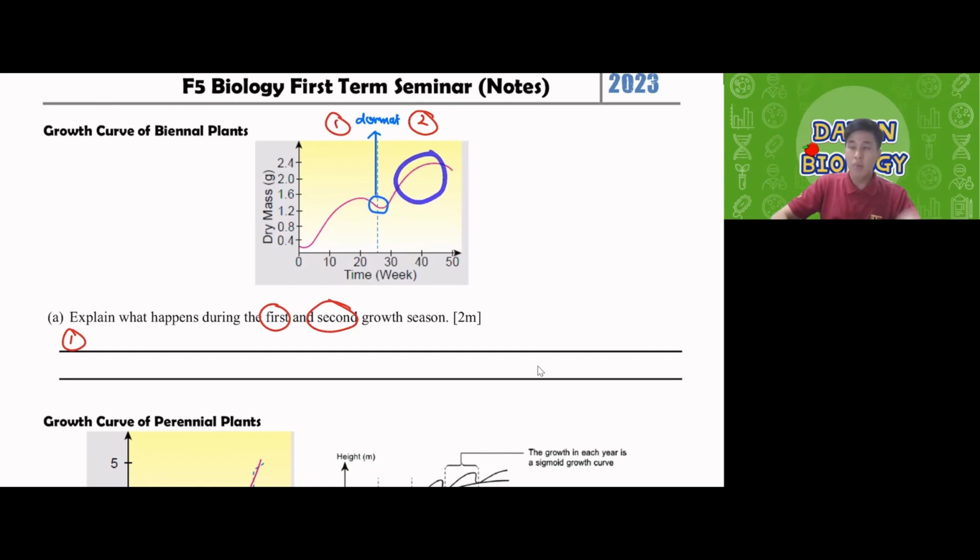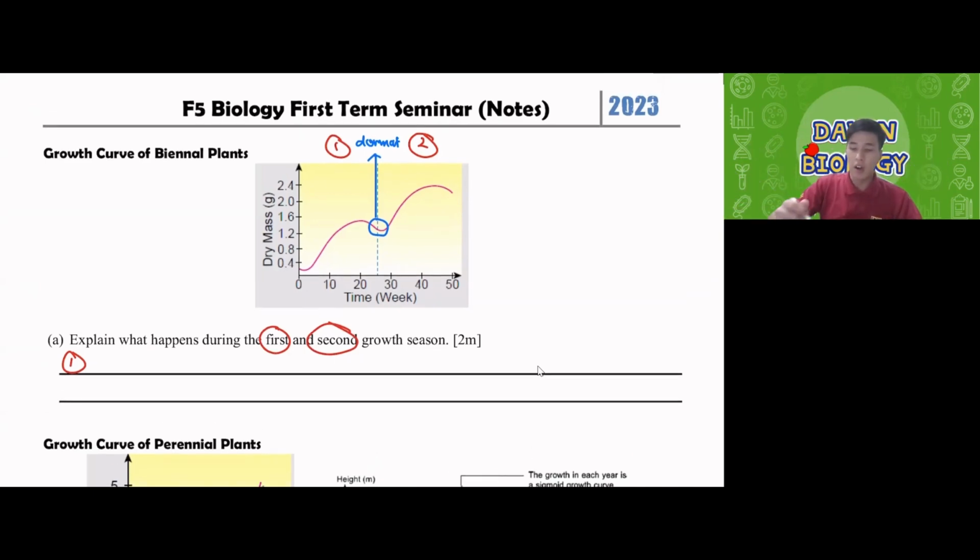But second year, they will mainly focus on reproduction. Meaning second year they will mainly form flowers, fruit, and seed. Then only they die. Okay, but yeah, assuming this biennial plant is in a 4-season country, then they'll be dormant between the first and second year. But let's say if this is occurring in Malaysia, then of course there'll be no dormancy. The growth curve will probably just be like that.